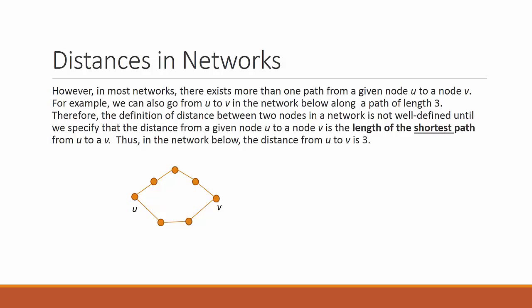However, in most networks, there is more than one path between two nodes. So in our previous example, we've created another path from U to V. And we can see in our new path that it is a path of length 3. So is the distance from U to V 4, or is the distance from U to V 3? We will define the distance to always be the length of the shortest path, so that our definition is now well defined.